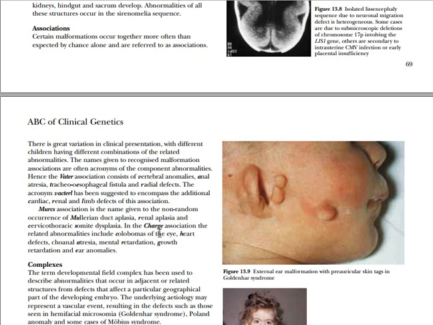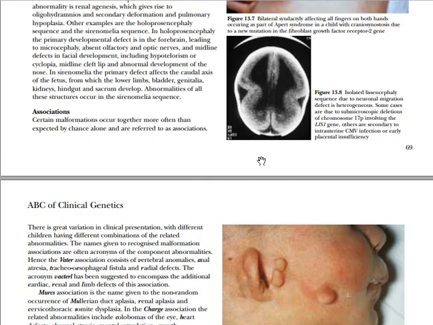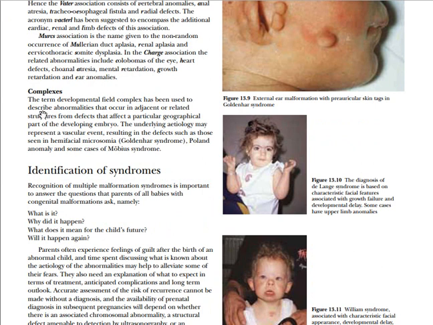So the next one is CHARGE association. Here you have colobomas of the eye, heart defects, choanal atresia, mental retardation, and growth retardation with ear abnormalities. So these are the different associations that you have. The next one is complexes. I'm not going to speak about the other one. The next one is the complex. Developmental field complex has been used to describe abnormalities that occur in adjacent or related structures from a defect.